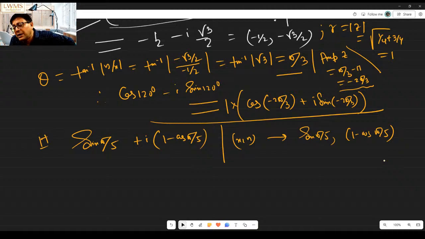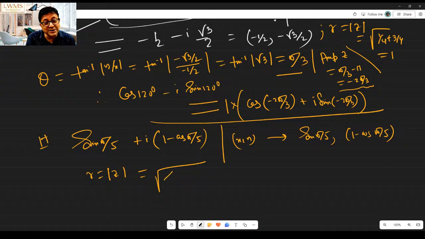Cos pi by 5 is acute, and cos pi by 5 never exceeds 1. So it lies in the first quadrant only. Am I correct? But finding r is very difficult here. What is r here? This question is important for school based exams also.